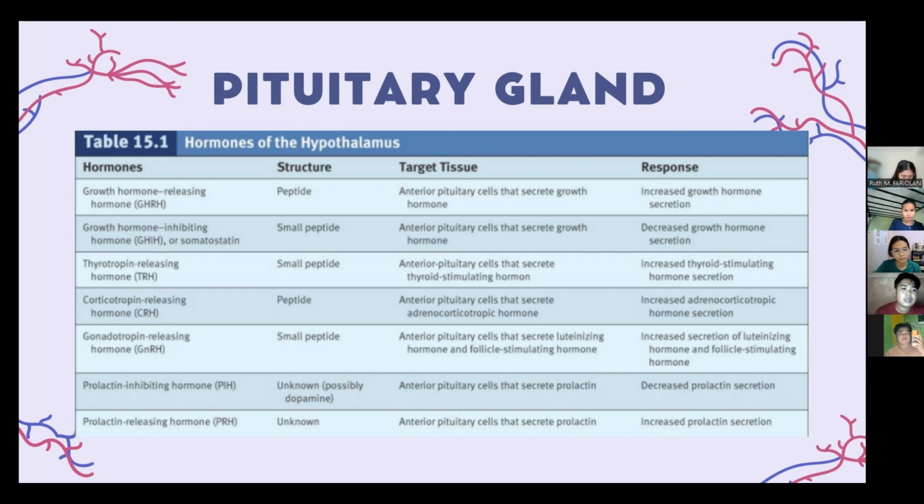So here are some examples of hormones. First is the growth hormone releasing hormone, then the growth hormone inhibiting hormone, thyrotropin releasing hormone, corticotropin releasing hormone, gonadotropin releasing hormone, prolactin, and the last is the prolactin releasing hormone.